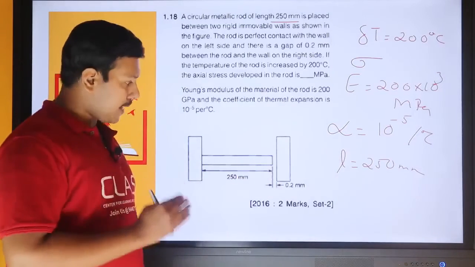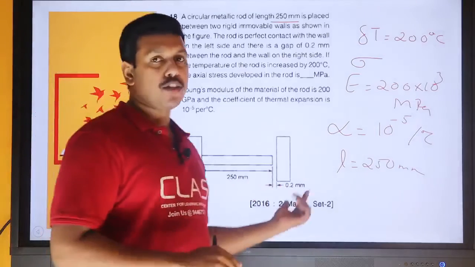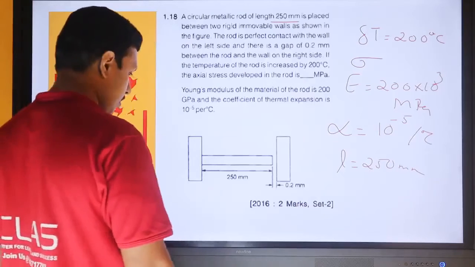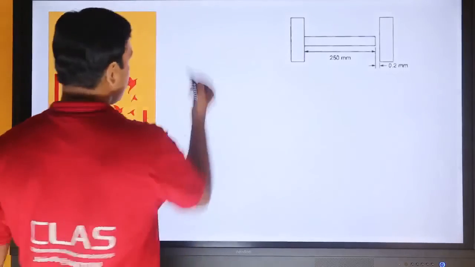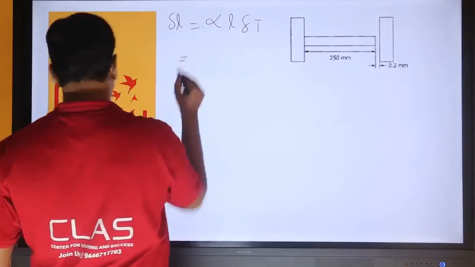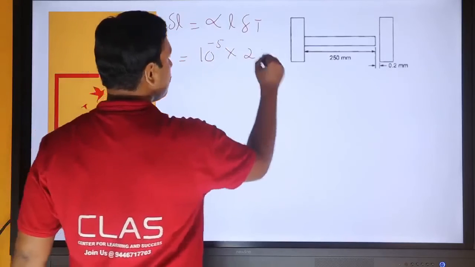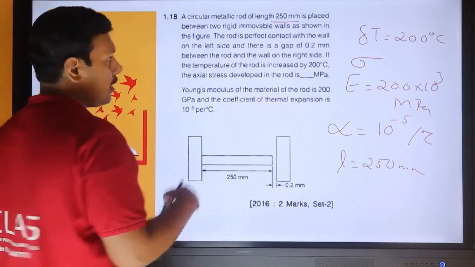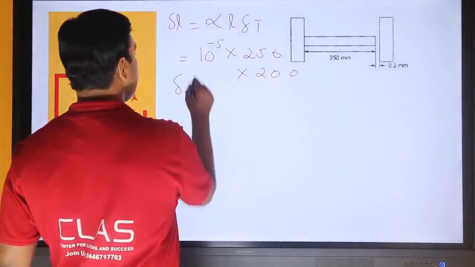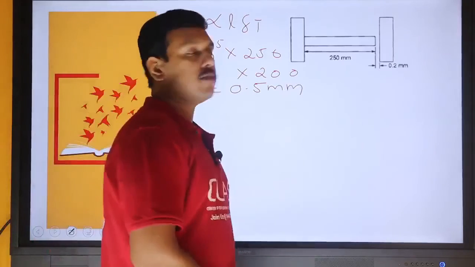So when the rod expands up to 0.2 mm, there are no stresses. If the rod expands beyond 0.2 mm, then only the stress develops. So first we need to find the expansion of the rod. Delta L is equal to alpha L delta T. Alpha is 10 into 10 raised to minus 5, length is 250, and change in temperature is 200 degrees Celsius. Solving this equation, we get the change in length as 0.5 mm. So the expansion of the rod is more than the gap, so some stresses are developed.